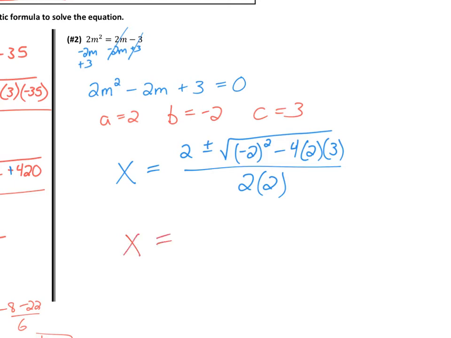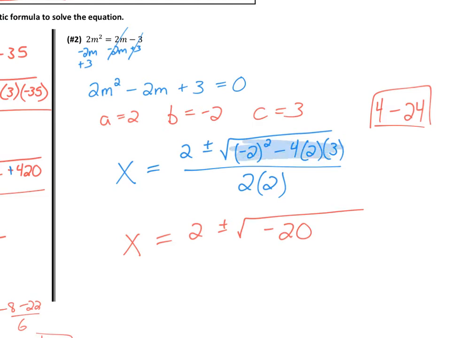So we end up with x equals 2 plus or minus the square root of negative 2 squared minus 4 times 2 times 3, which is negative 20. And if you wonder where I got that from, negative 2 squared is 4. 4 times 2 times 3 is 24. And 4 minus 24 is negative 20. So it came from right here. When you figure that out in your calculator, you get negative 20. And it's all divided by 4.